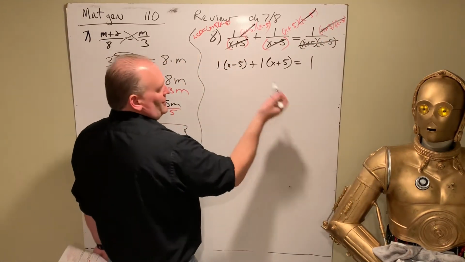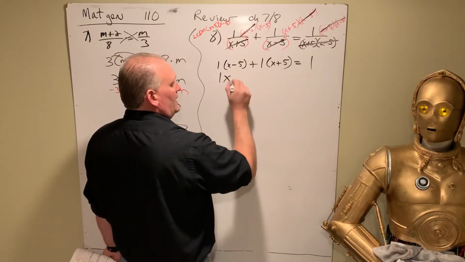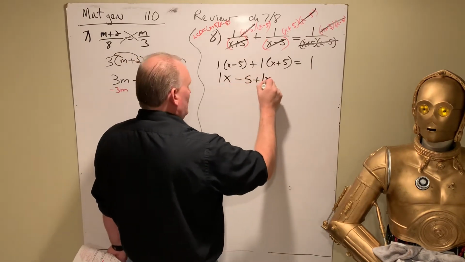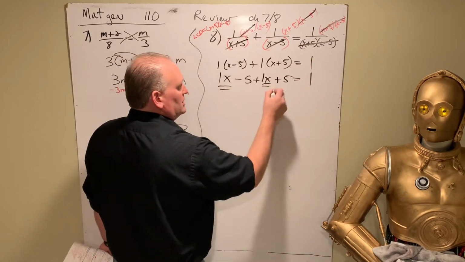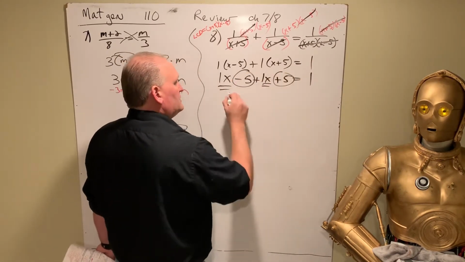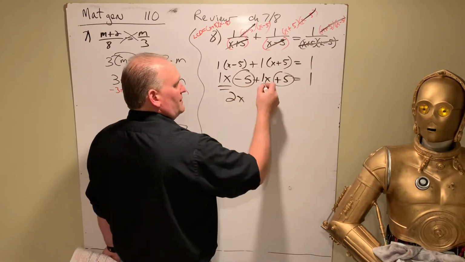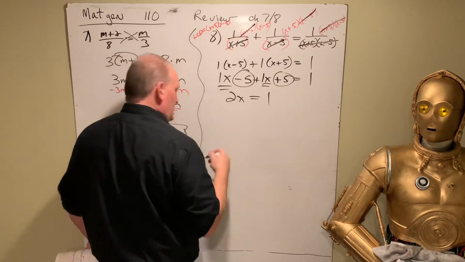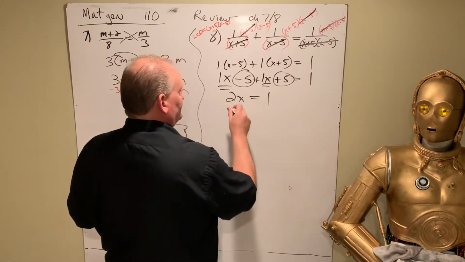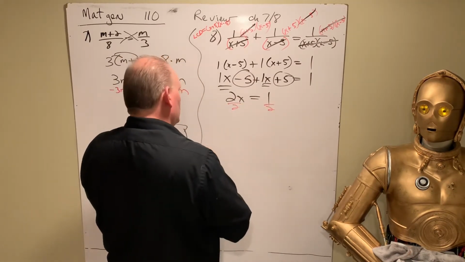Do the distributive property, but it's times 1, so it's just 1x - 5 + 1x + 5 is 1. Like terms, so we get 2x. And then plus 5 minus 5 wipe each other out. It's just equal to 1. And then we divide both sides by 2. And x is equal to 1/2.